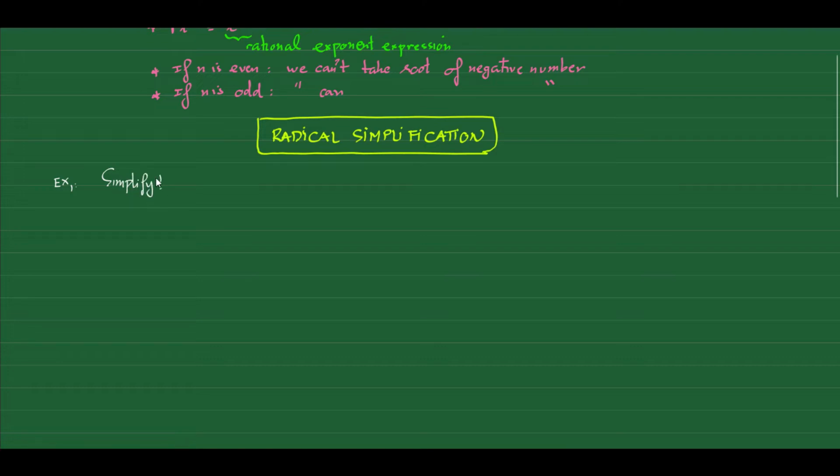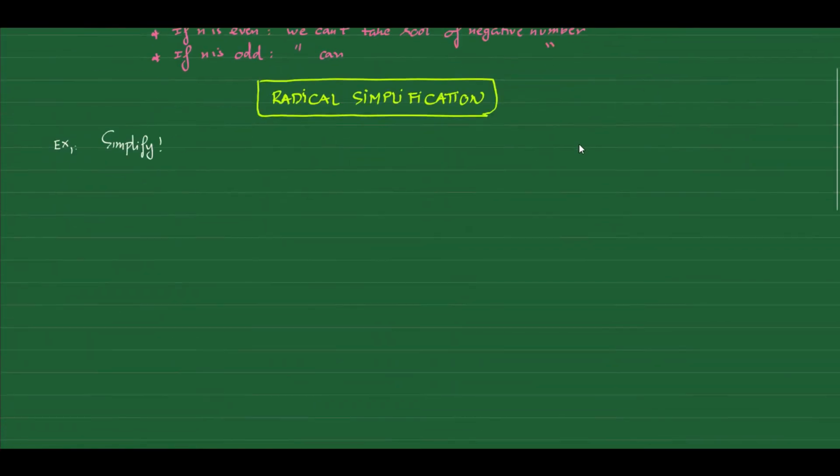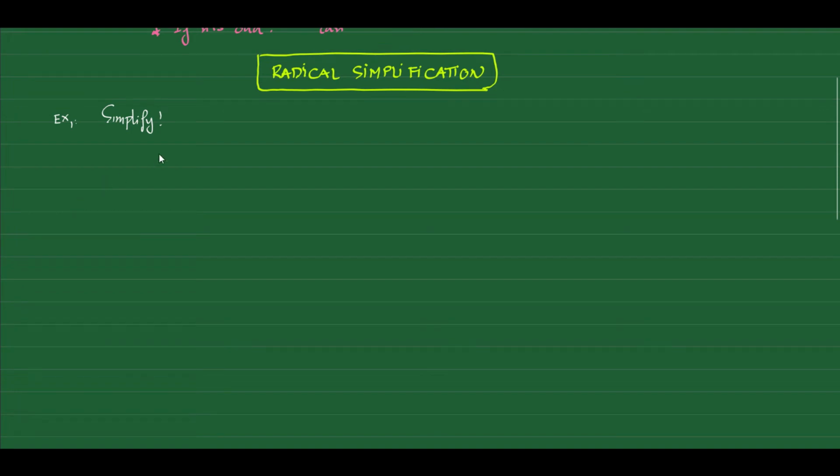For example, I want you to simplify the square root of 25. Everybody knows the square root of 25 is 5, because 5 times 5 gives you 25. How about I want to simplify the square root of 125?